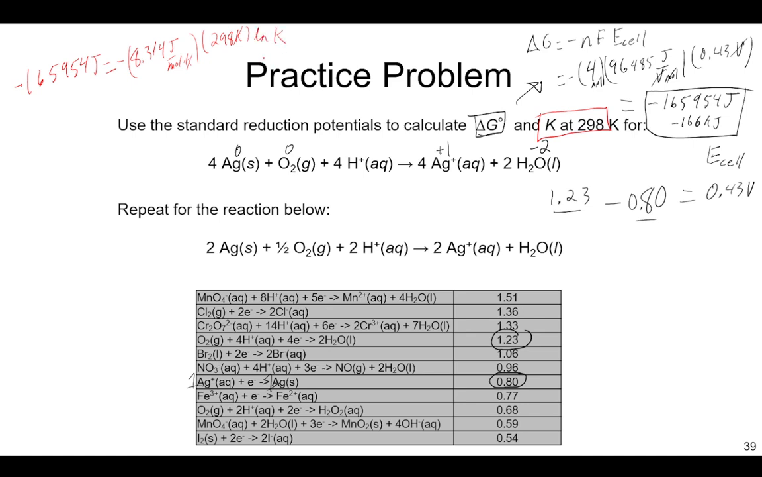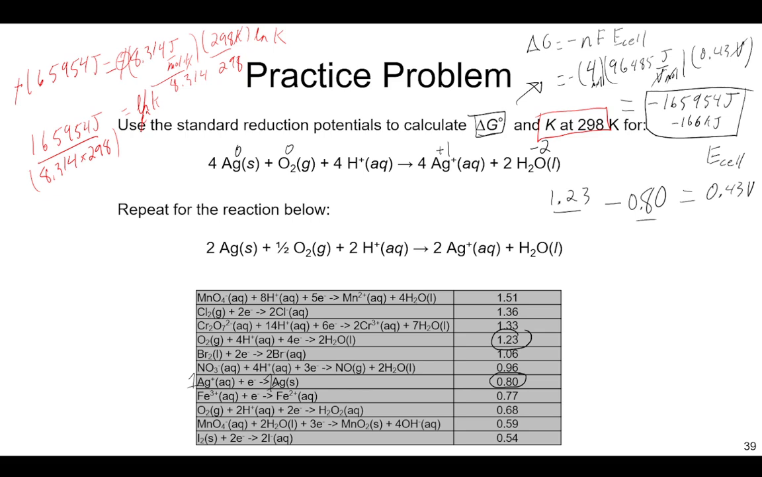ln K, right? And now I can solve for K, rearranging all of this, divide by 8.314, divide by 298, and the negative will just drop out on each side. I'll have 165,954 joules divided by 8.314 divided by 298. And all of that is going to equal ln of K.